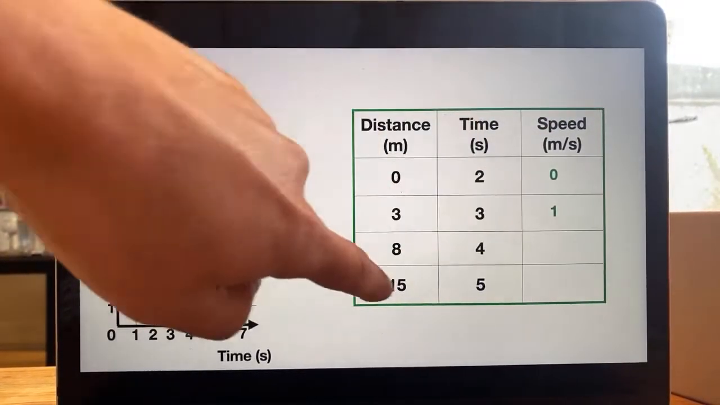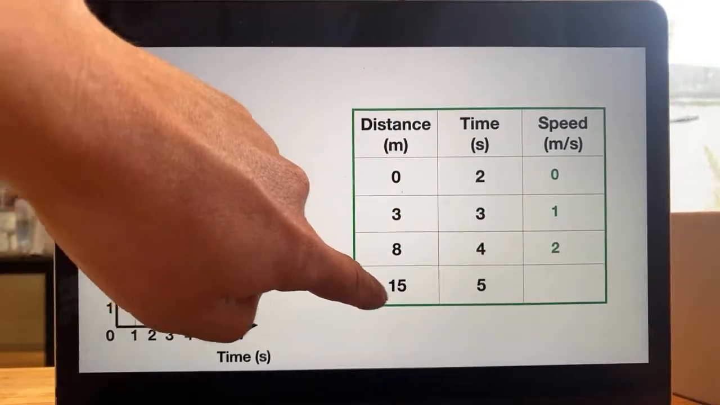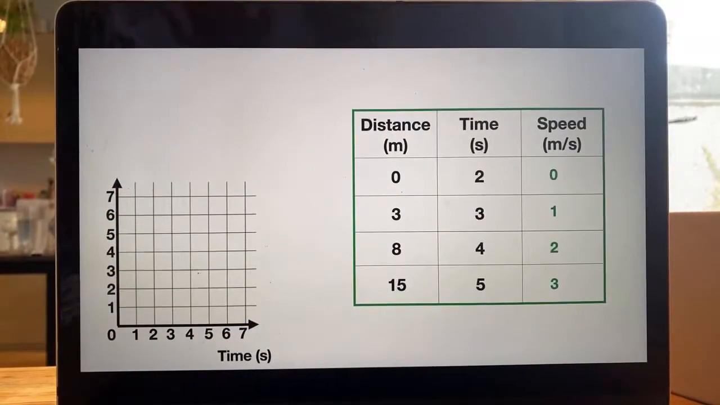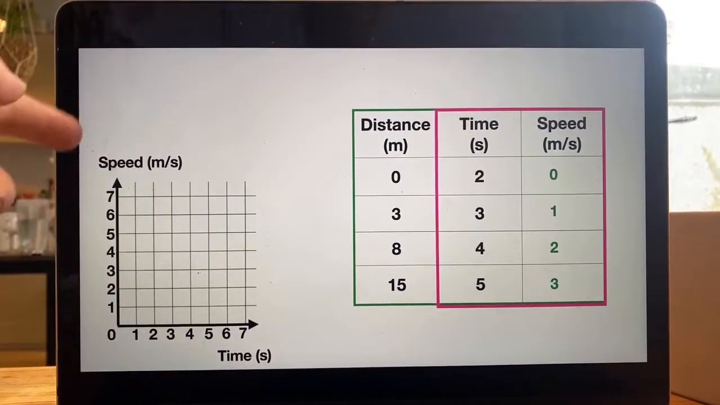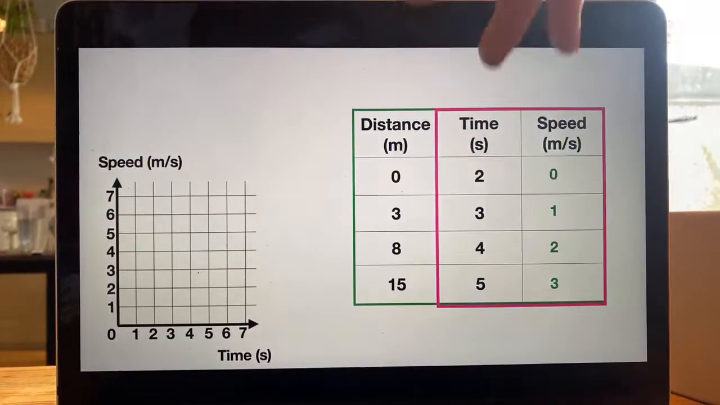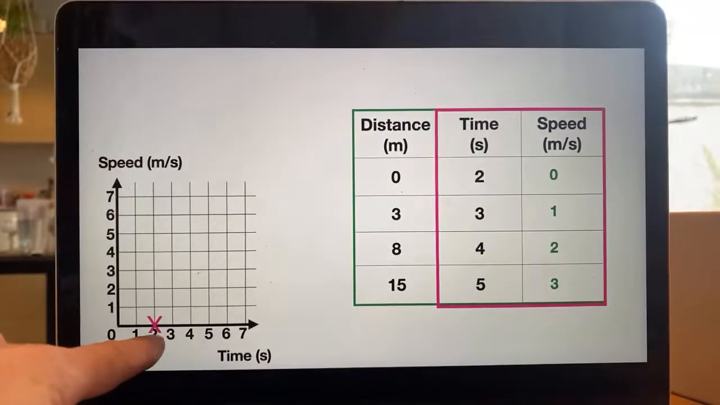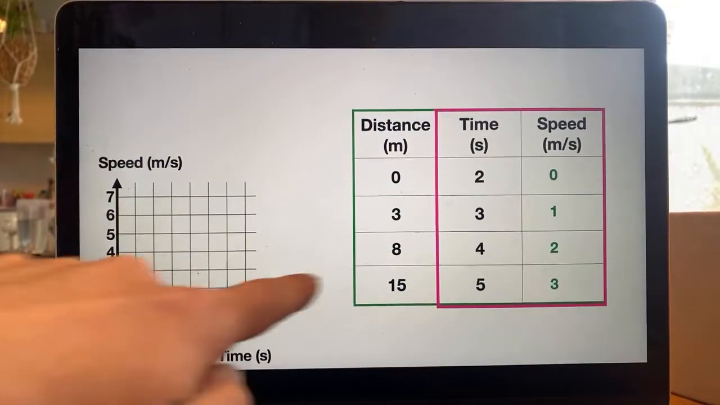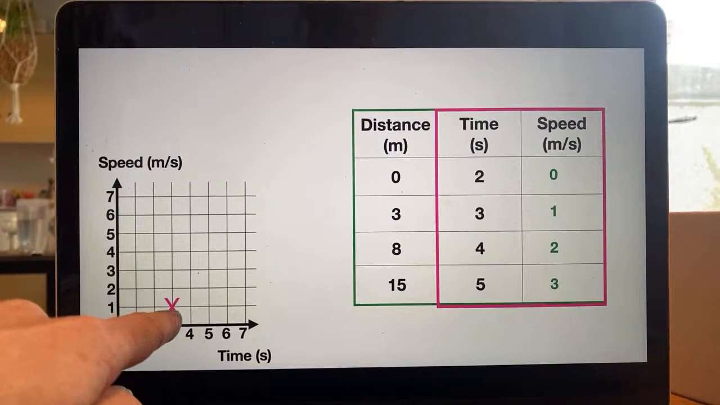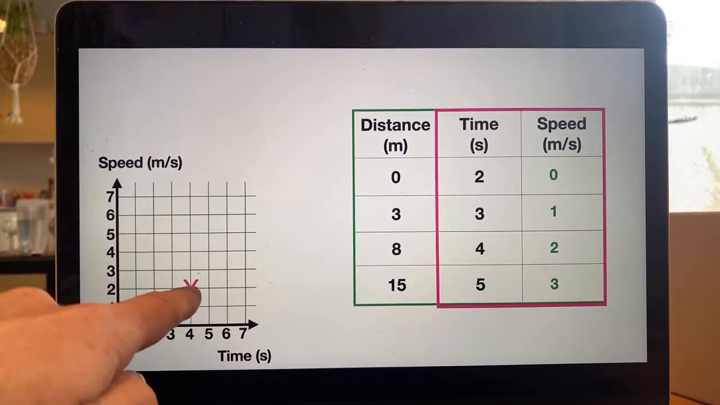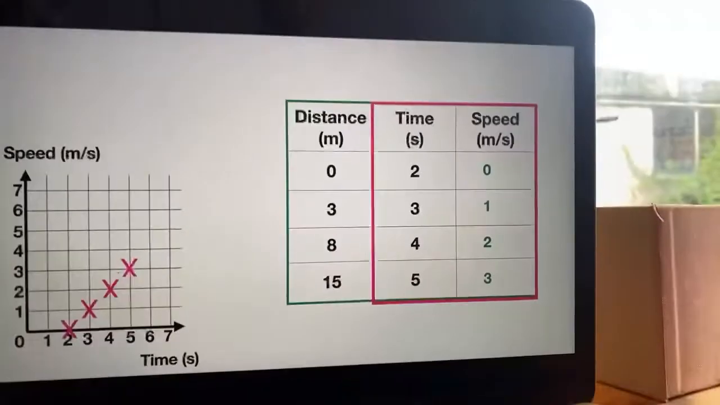3 divided by 3 is 1. 8 divided by 4 is 2. And 15 divided by 5 is 3. So what happens if instead of a distance time graph, we draw a speed time graph and we put this data in instead? Well, 2 seconds have gone by and it's not going at any speed at all. 3 seconds go by and it's gone at 1 meter per second. After 4 seconds, it's going at 2 meters per second. And after 5 seconds, it's going at 3 meters per second.